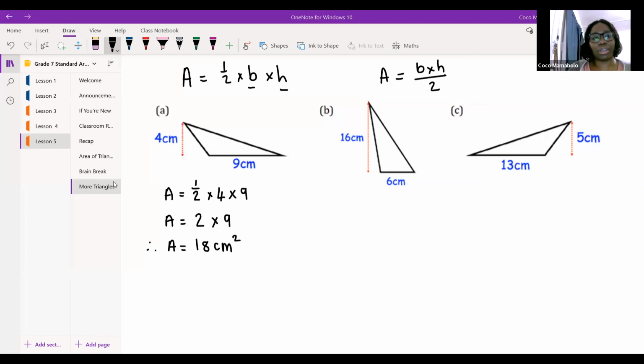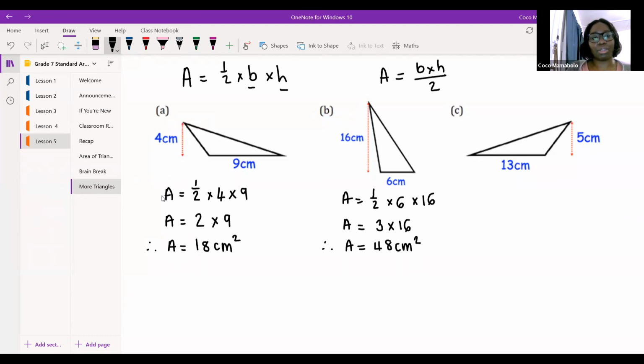Riley, let's do the next one. Hello, ma'am. Hi. Okay, what am I writing, my sweetie? Area equals half times 6 times 16. Good. And then what am I going to get? Area half of 6 is? 3. 3 times 16. Therefore, the answer is 48 centimeters squared. Excellent. You did that so beautifully. Amazing stuff. Well done, Riley.